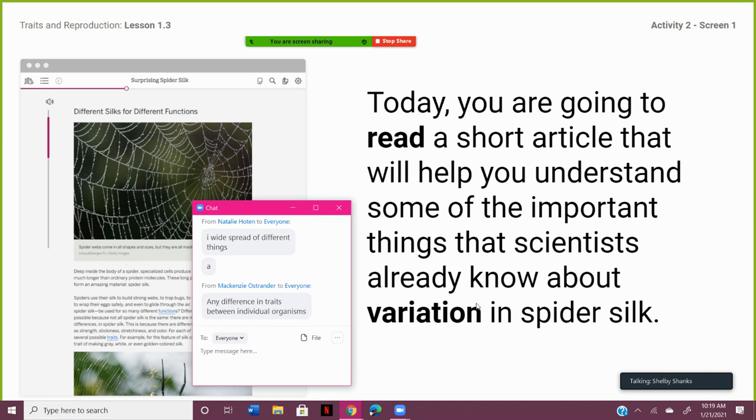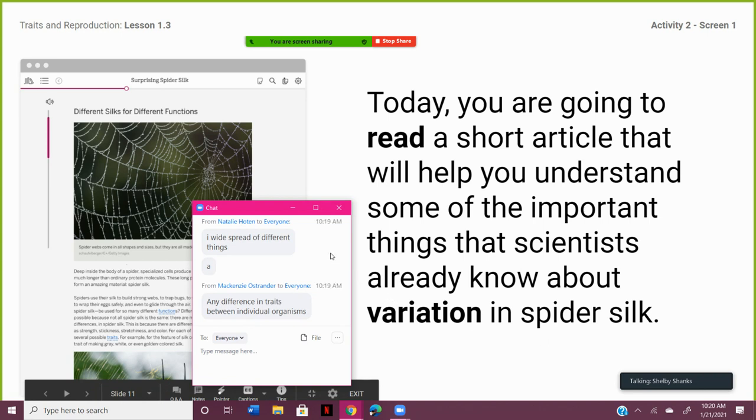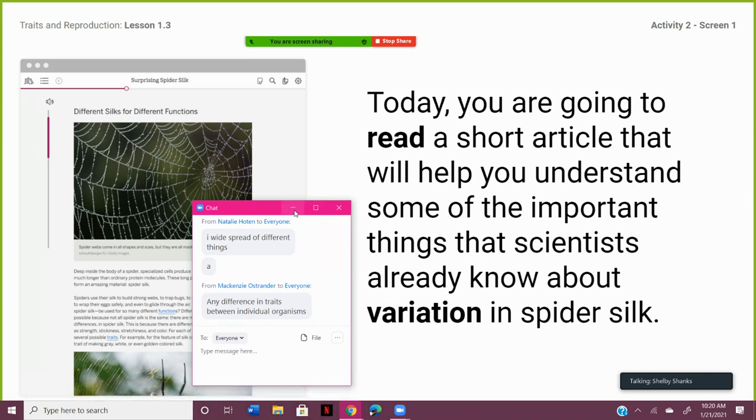Okay, but in science, in what we're studying here, variation means any difference in traits between individual organisms. Okay, so if I have blue eyes and somebody else in this class has brown eyes, that's variation because we have a difference in traits between us.